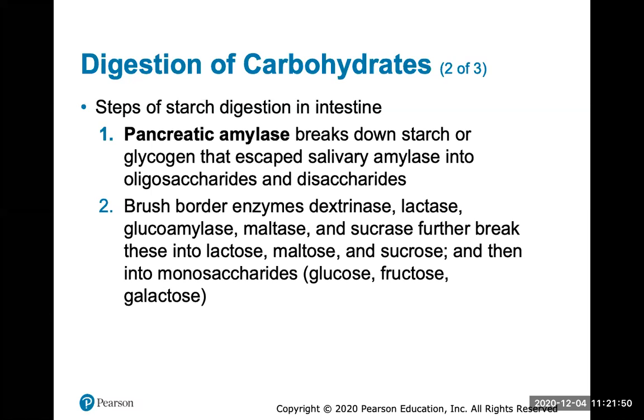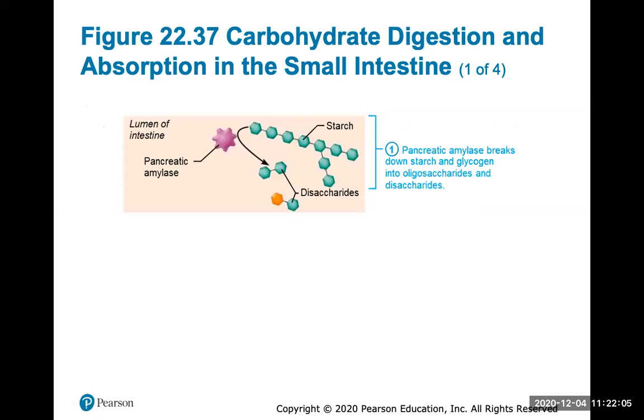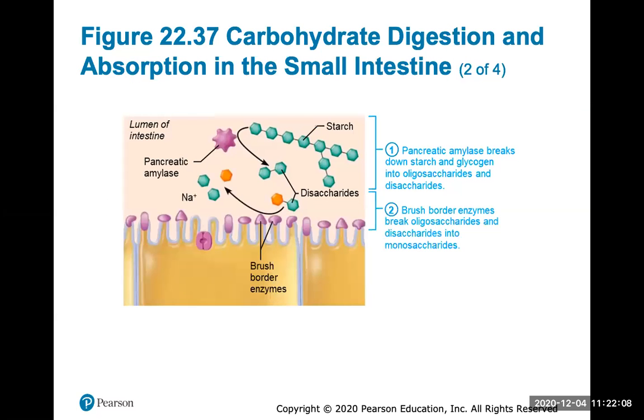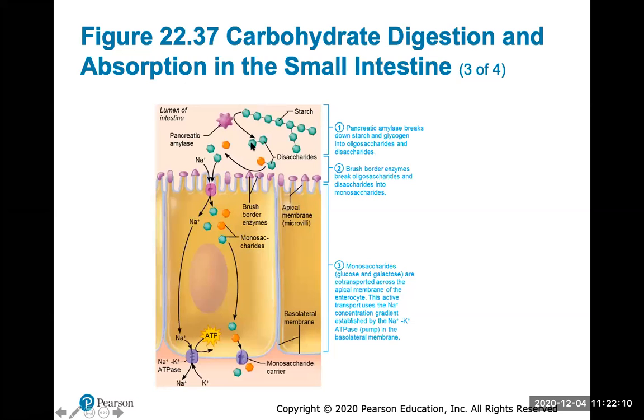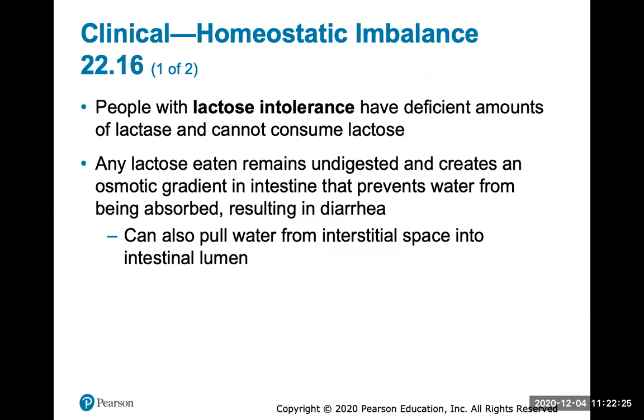Steps of starch digestion in the intestine: pancreatic amylase helps to break down starch or glycogen. The brush border enzymes also help. And then monosaccharides, which again are single sugars, are transported across the cell membrane into the bloodstream. And this just shows how starches are broken down into monosaccharides, and they are transported through the enterocytes, which are the cells that line the GI tract, eventually into the bloodstream. That's all you kind of need to know, that general process. I won't ask you too many details about that.